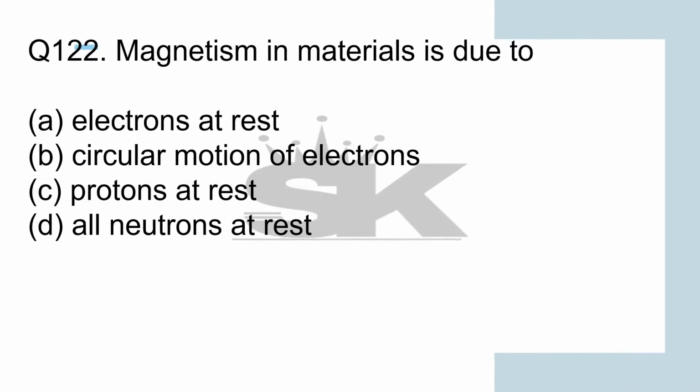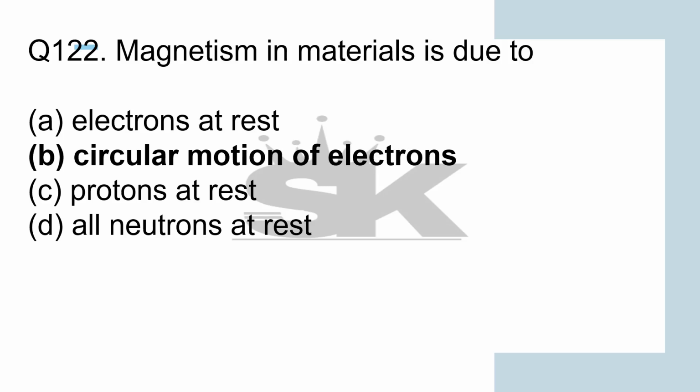Magnetism in materials is due to the circular motion of electrons. So the answer is the circular motion of electrons. Magnetism is the force exerted by magnets when they attract or repel each other. Magnetism is caused by the motion of electric charges. Every substance is made up of tiny units called atoms. In substances such as iron, cobalt, and nickel, most of the electrons spin in the same direction.